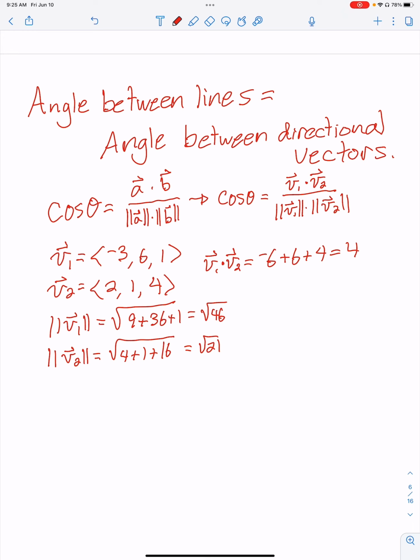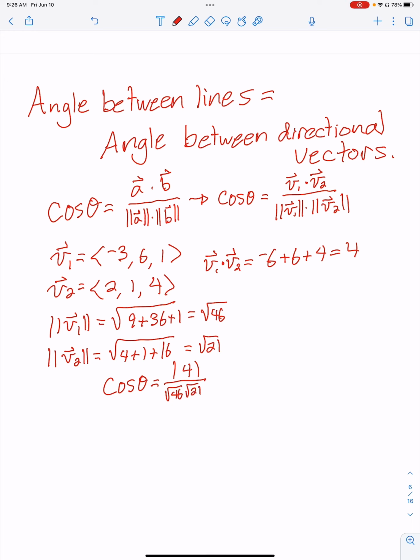Plugging that all in, we have cosine of theta equals, okay, and let's do absolute value. We get two angles from this, but if I just let it be positive, I'll get the acute angle. So I got that times my magnitudes.